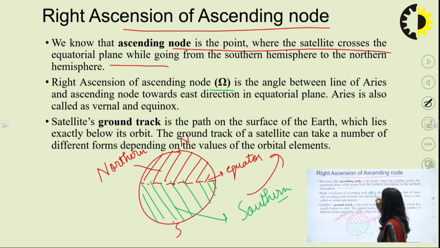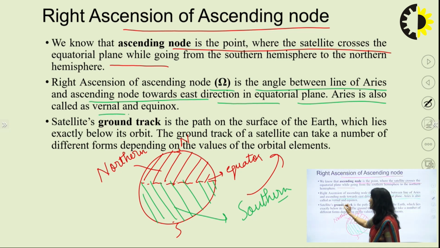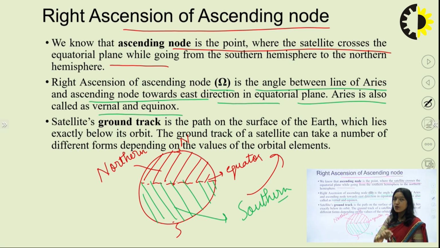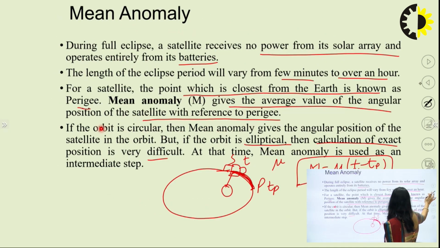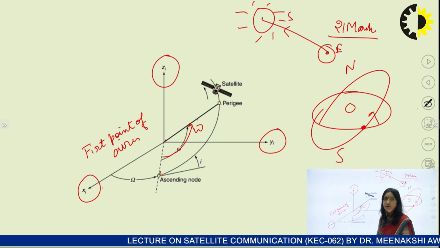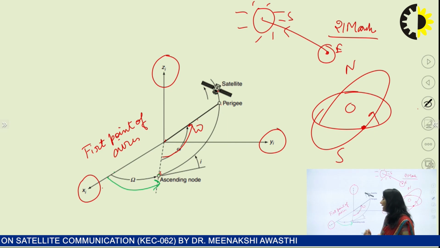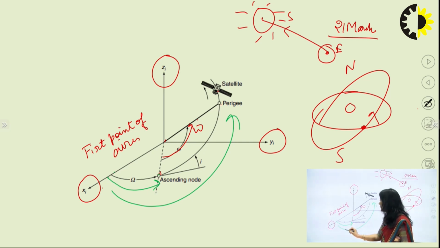Right ascension of ascending node, which is Omega, is the angle between the line of Aries and the ascending point towards the east direction in the equatorial plane. Aries is also called the vernal equinox. So, the point to remember here is that the right ascension of ascending node is the angle between the first point of Aries and the ascending node. For this, I will take you to this slide. Here you can see this is the ascending node and this is the first point of Aries direction. So, the angle between the first point of Aries and the ascending node, while going from east to north, right, this angle Omega is known as right ascension of ascending node.